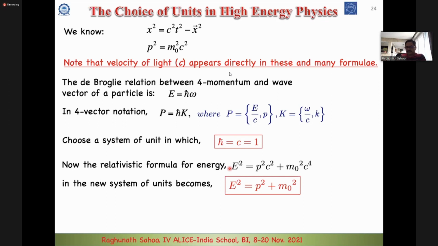So it is just p square plus m square. So it is very easy. I don't need to remember whether it is c square or c4. Okay. So I guess some of you will agree with me that the new system of units looks pretty beautiful.